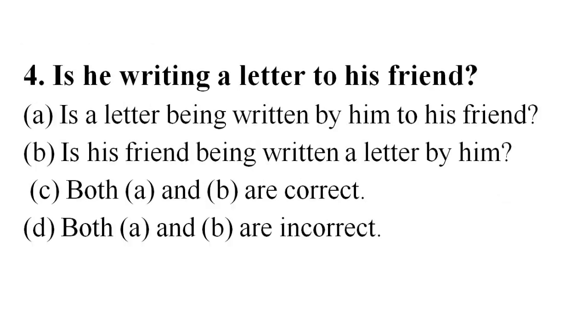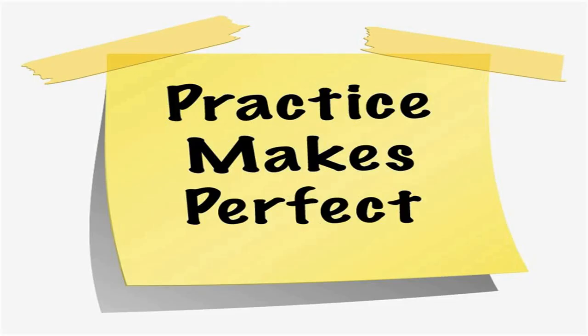Is he writing a letter to his friend? Options: A. Is a letter being written by him to his friend? B. Is his friend being written a letter by him? C. Both A and B are correct. D. Both A and B are incorrect. What will be the correct option? C. Both A and B are correct. Practice makes perfect, dear student.